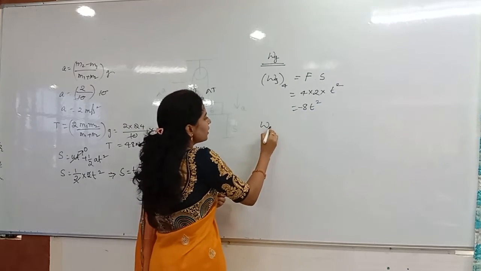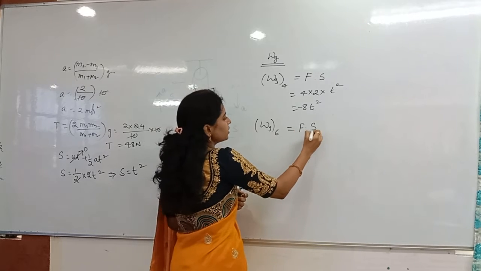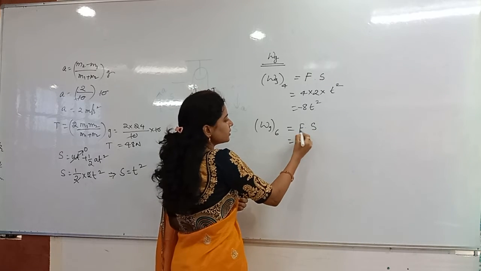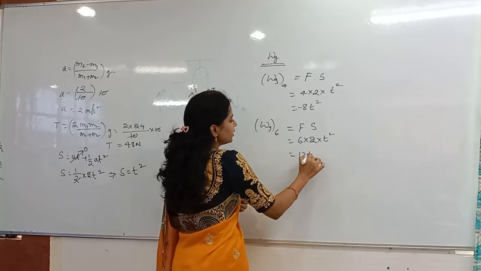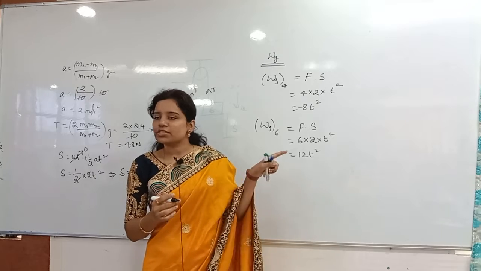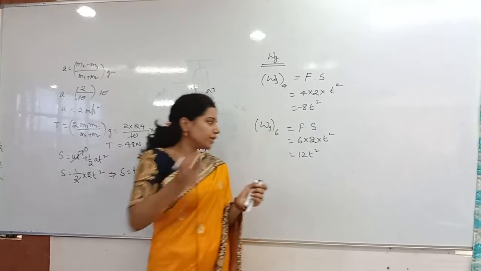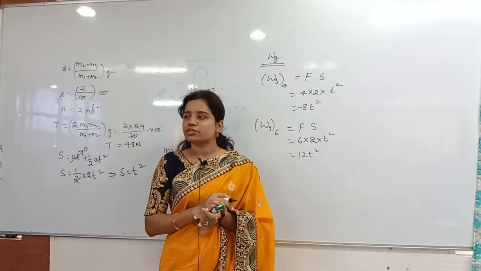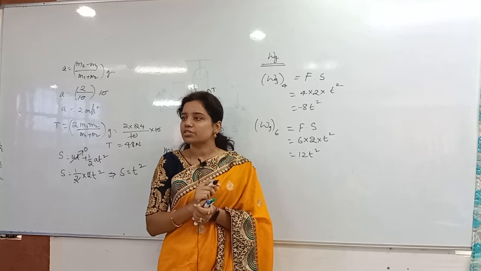Then work done by the gravity on the 6 kg block. Again force into displacement. 6 into acceleration is how much? 2. Displacement is how much? T square. Then 12t square. Now you see that it is not 0. You understand right how it is not 0? Nothing but we got here minus 8t square. If we get plus 8t square here, then it will be 0. But here how much we got? 12t square. Nothing but still 4t square is remaining.